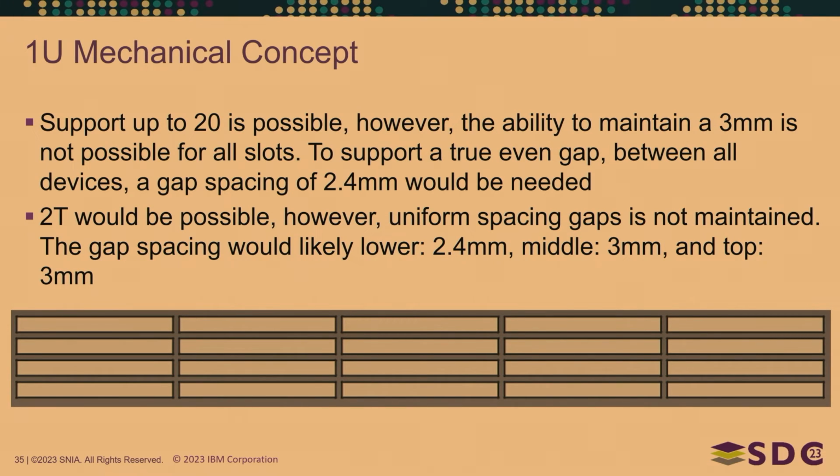So zooming in on the 1U concept, 20 drives is possible. However, if we wanted to maintain this 3 millimeter gap that we think is optimal, it's not really possible for all slots. If you wanted a true even gap, you'd go for 2.4 millimeters. However, if you started doubling up using 2Ts in those slots, you'd have mismatched gaps of 2.4 and 3 millimeters. So it gets a little funky there.